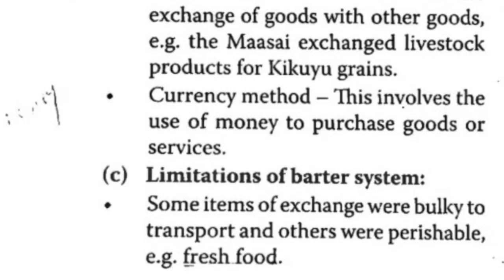C. Limitations of barter system. Some items of exchange were bulky to transport and others were perishable, for example, fresh food. It was difficult to determine the value of items. There was a problem of double coincidence of wants. For example, to meet a person with millet who needed a goat and one with a goat who needed millet.